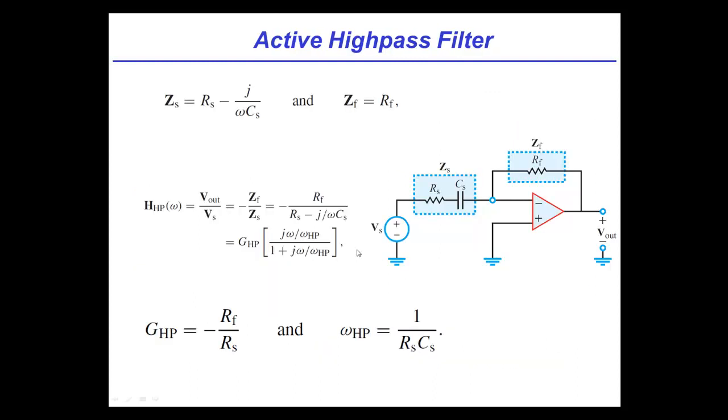Let's do high pass. So we'll move through this a bit quicker. In the high pass case, we put the capacitor in series with the resistor at the input. Okay, let me try to do this qualitatively.